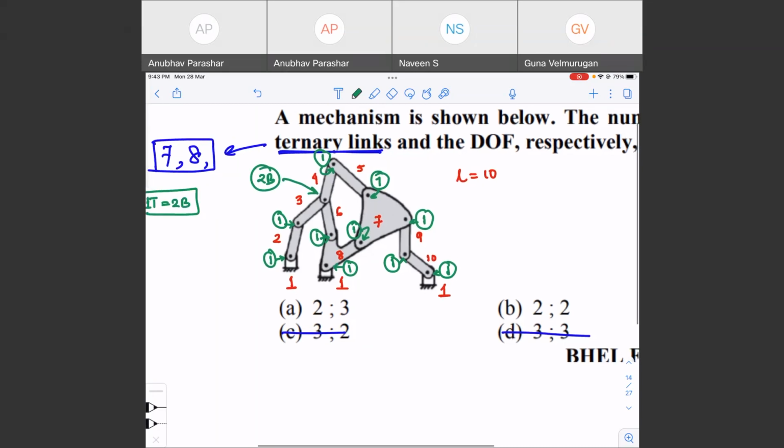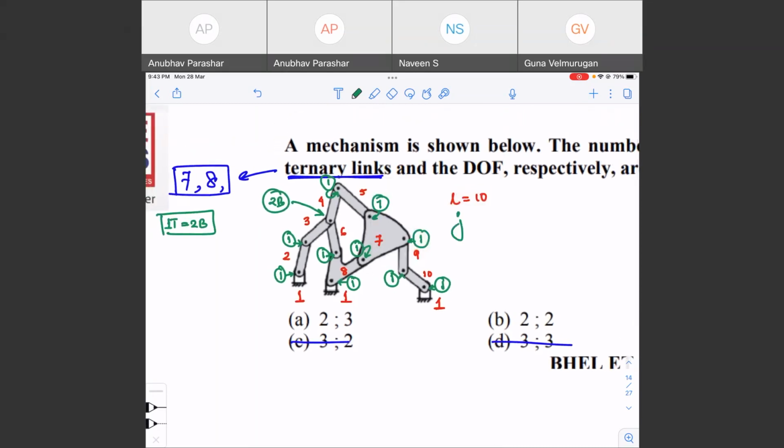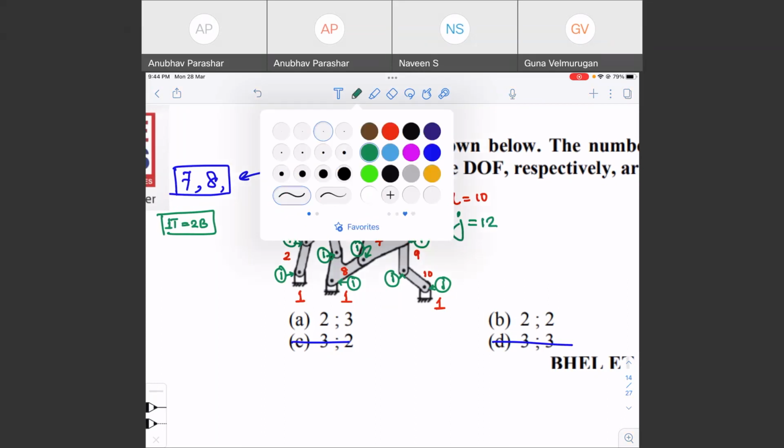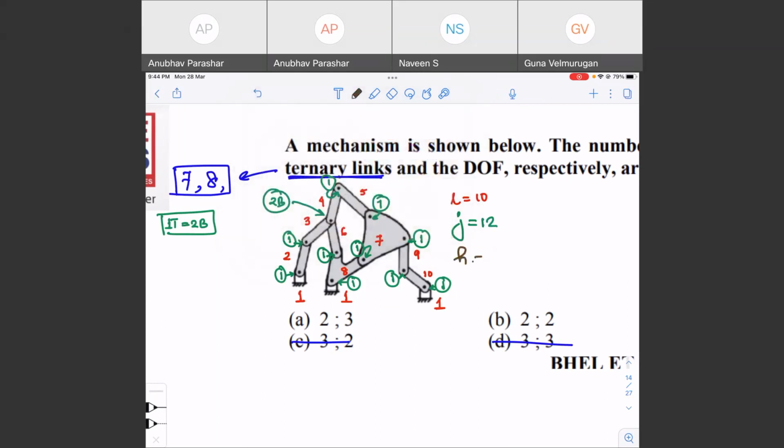Right? So how many binary joints in total? Give me the number. Eleven, 12, right? There you can see 12 joints. There are 12 binary joints in total. Can you find any higher pair here? No. So higher pair will be equal to 0.